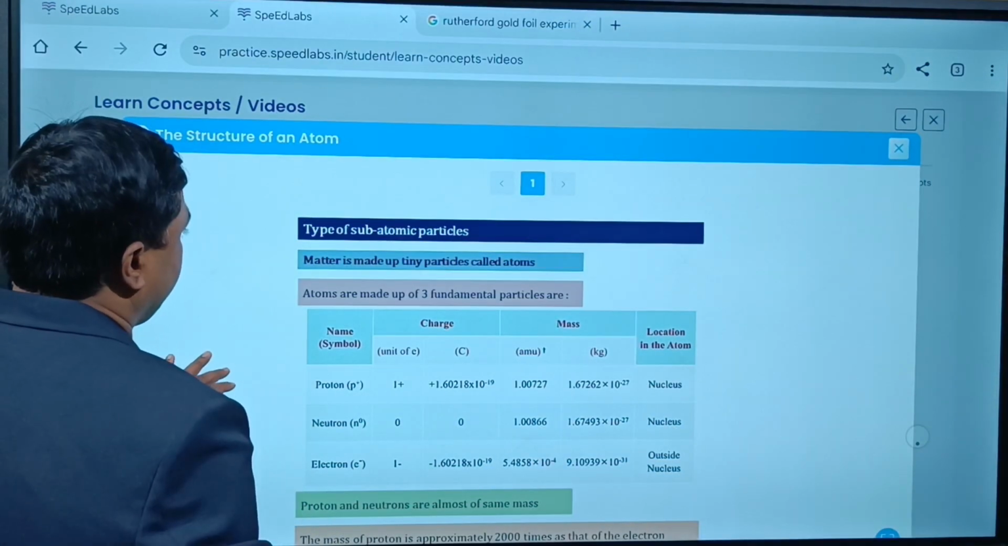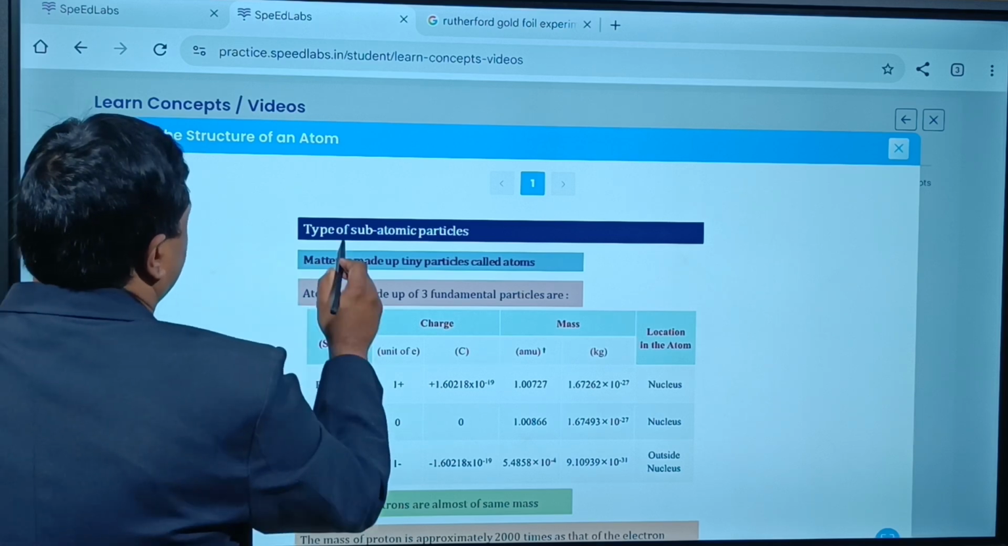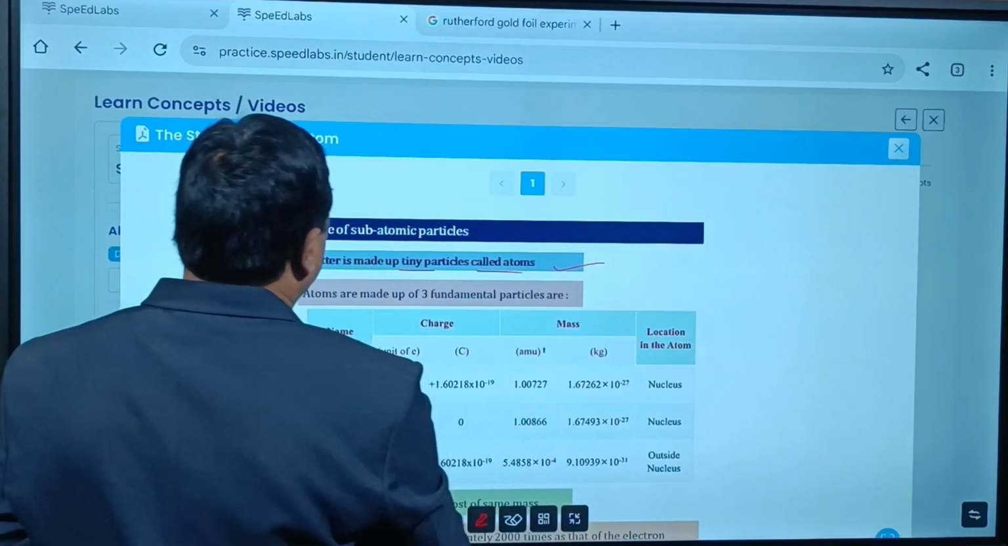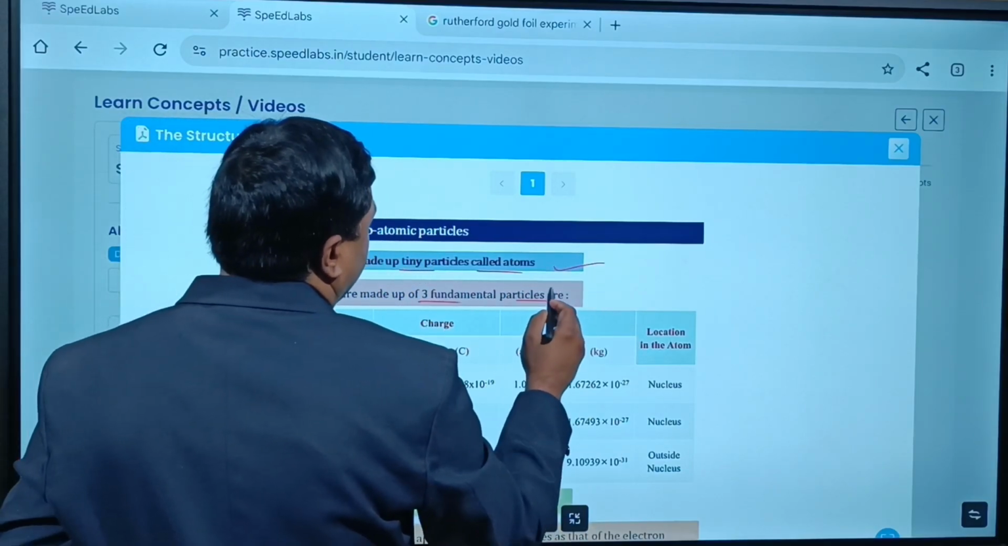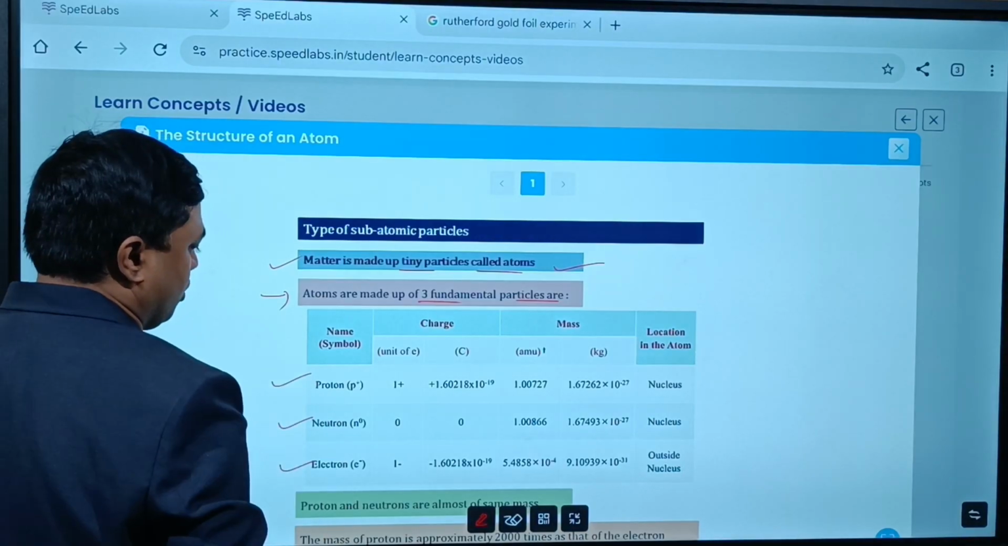This table is very important. Matter is made up of tiny particles called atoms. Atoms are made up of three fundamental particles, just as I discussed: protons, neutrons and electrons.